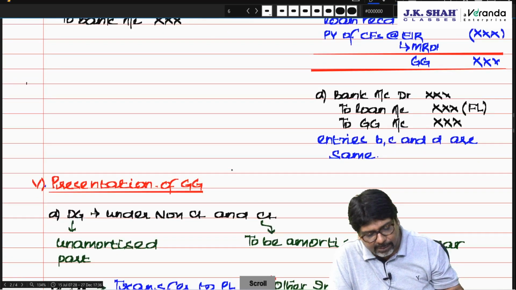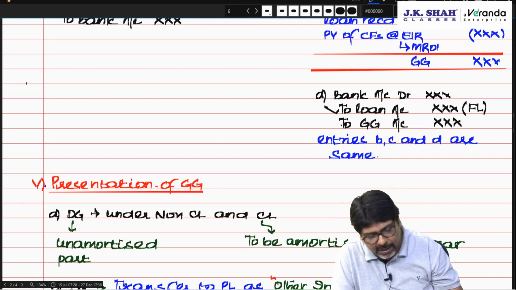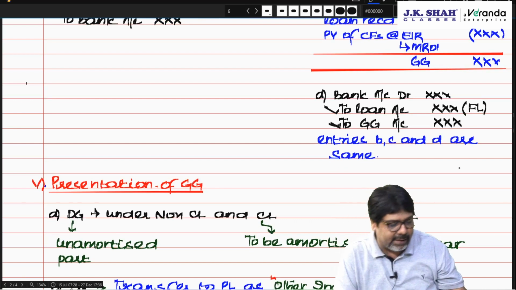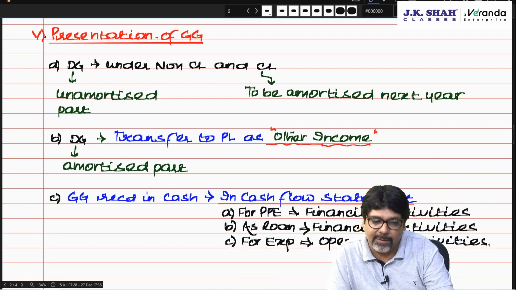Correct? So, bank to loan to GG. GG is a financial liability, which will be accounted as per AS, and the government grant entry, number BCD, is the same. Now, the next important part. So, this is as far as accounting is concerned.